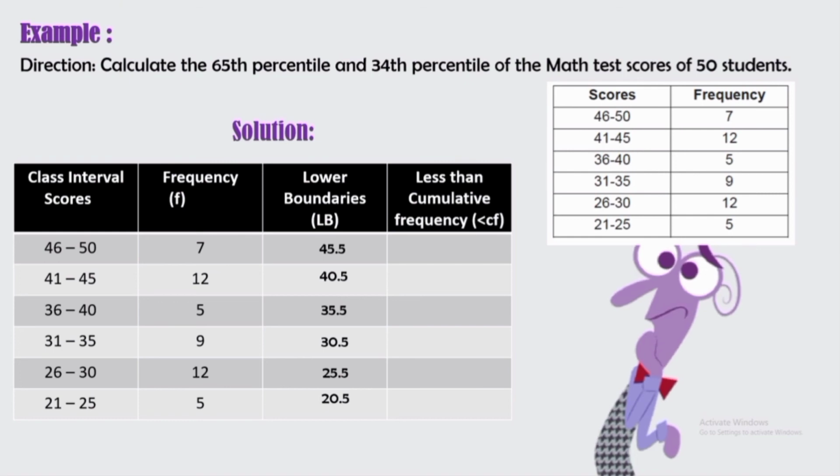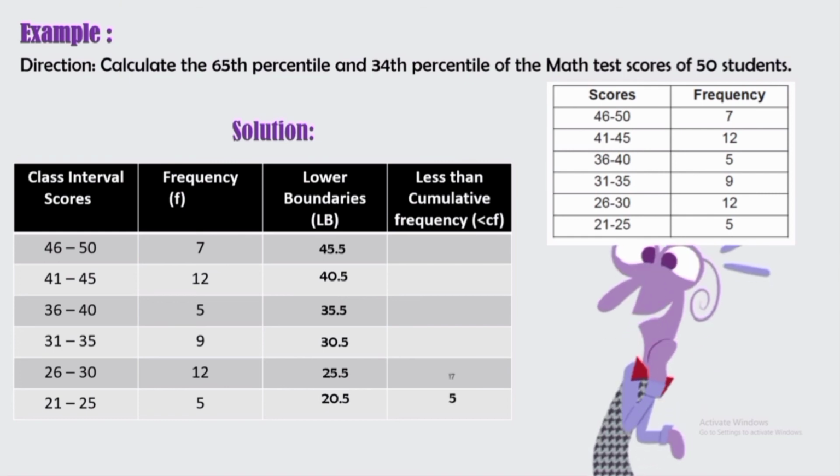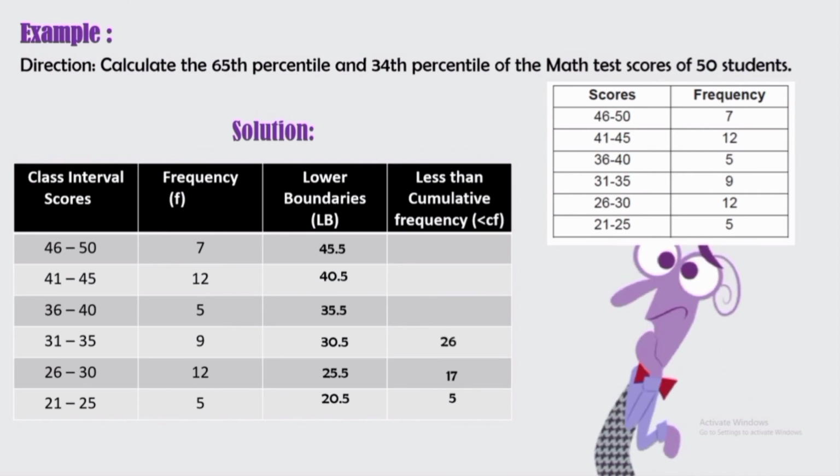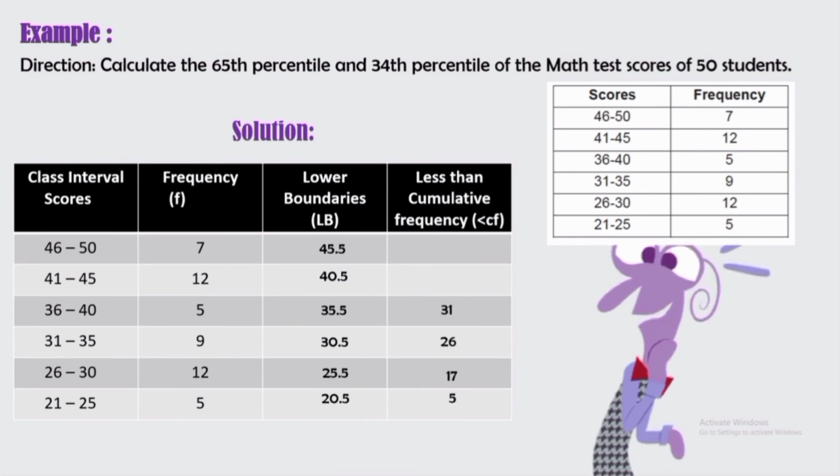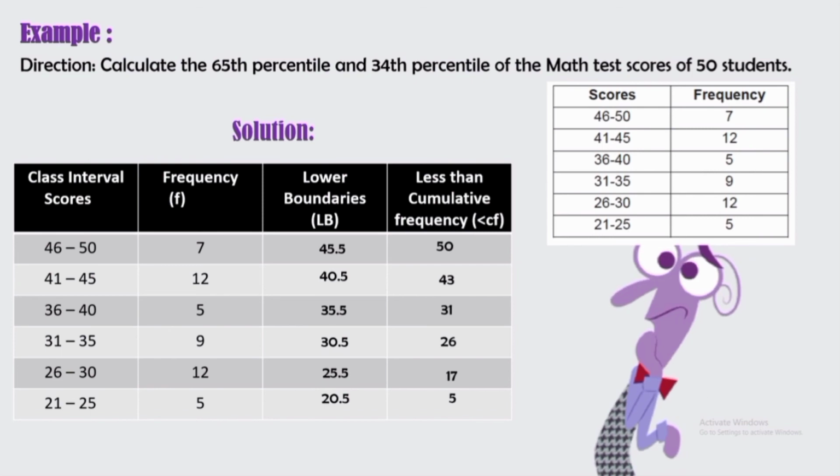For our frequency, we have 5. Plus 12, we have 17. Plus 9, we have 26. Plus 5, we have 31. Plus 12, we have 43. Plus 7, we have 50.